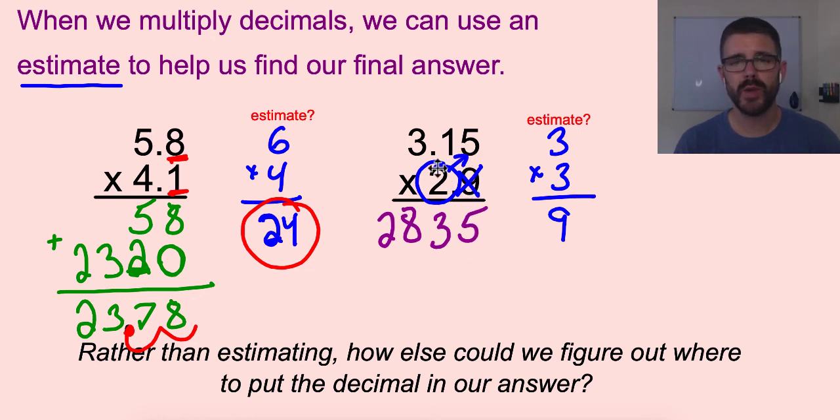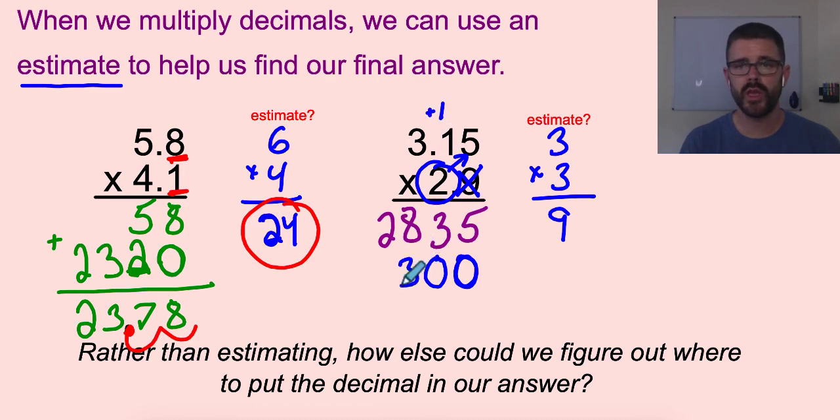And then remember what we talked about. That 2 is in that tens place, so I need to fill in with a 0 for that placeholder. I always start with a 0. 2 times 5 is 10, carry the 1. 2 times 1 is 2, plus 1 is 3, and then 2 times 3 is 6.